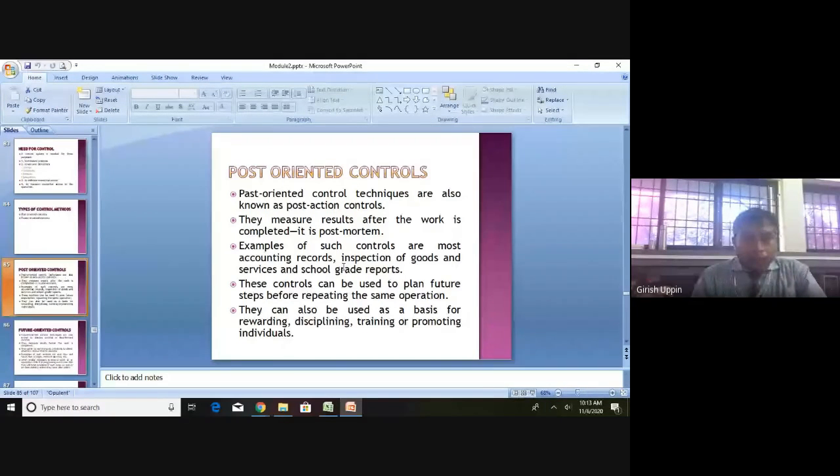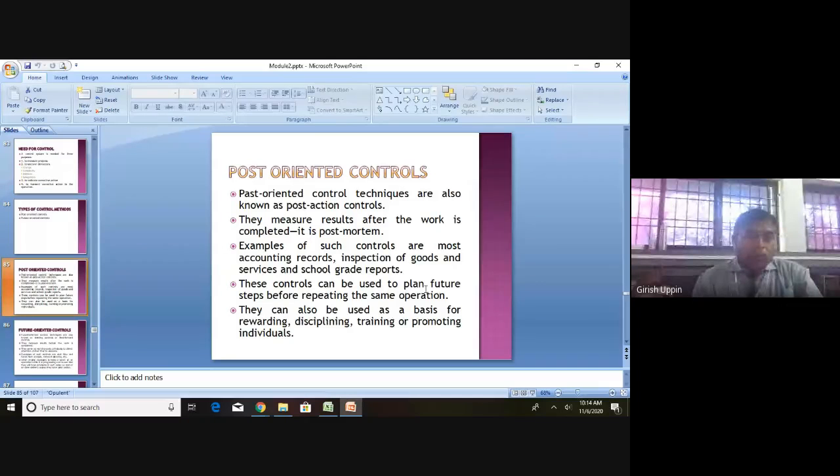Examples are accounting records, right? When an organization is working, all the transactions will happen. Whatever the accounting transactions happen, and then the accounts will be checked. That is a post-oriented control. Then inspection of goods and services means after goods and services are provided, then it is inspected. So it is post. And similarly, your school grade reports, after the test is completed, then it is checked. That is a post-oriented control.